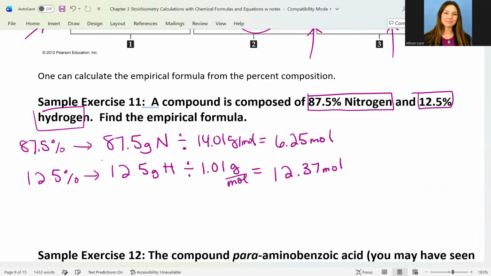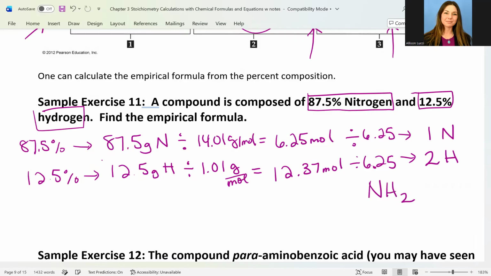So what we can see here is now if we divide by the lowest number of moles, so by 6.25 here, and then by 6.25 here, we're going to get that molar ratio where we have 1 mole of nitrogen for every 2 moles of hydrogen. So that would look like this as the empirical formula, NH2.